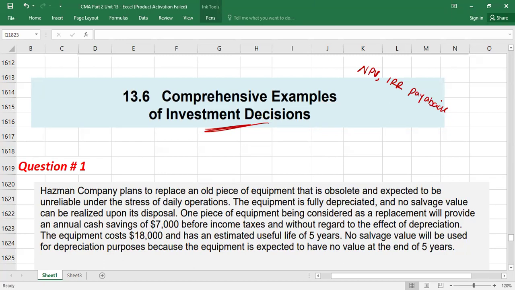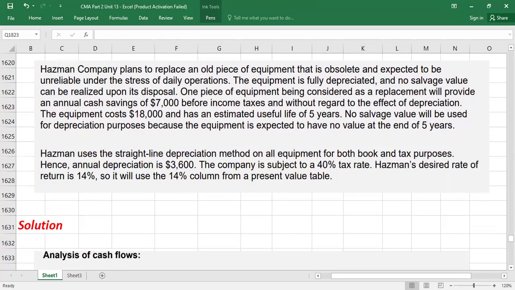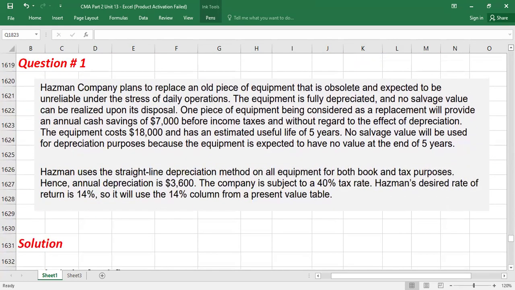Because this kind of question can appear in your essay or long style questions. So this unit is really important. So here we go. We are starting with question number one. So here we have question number one now on your screen.